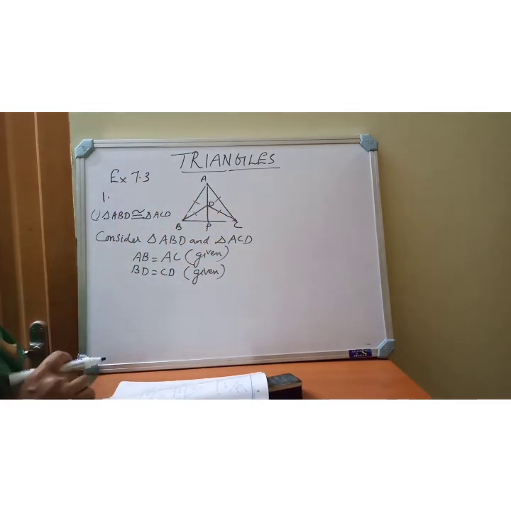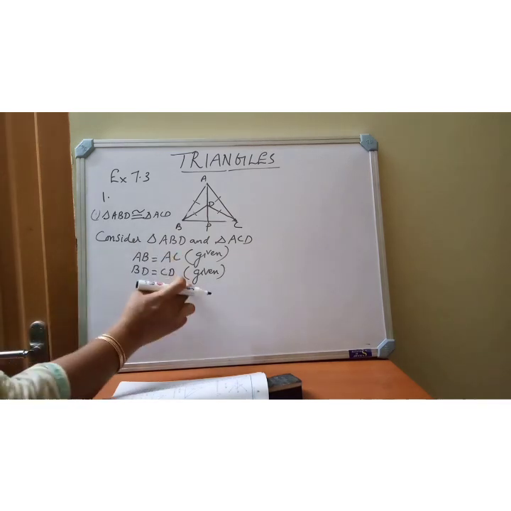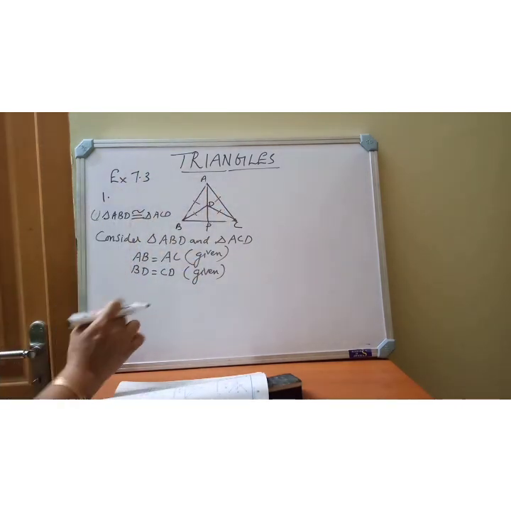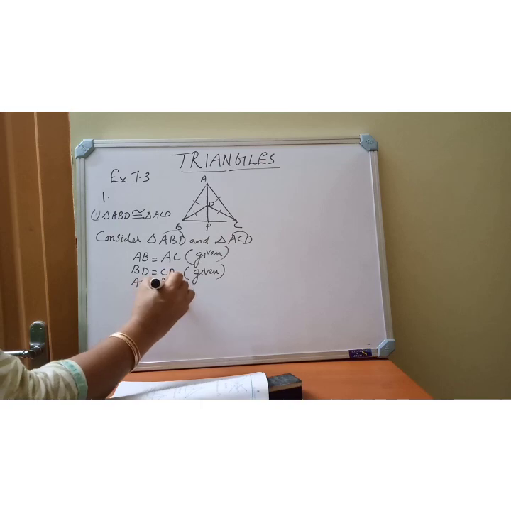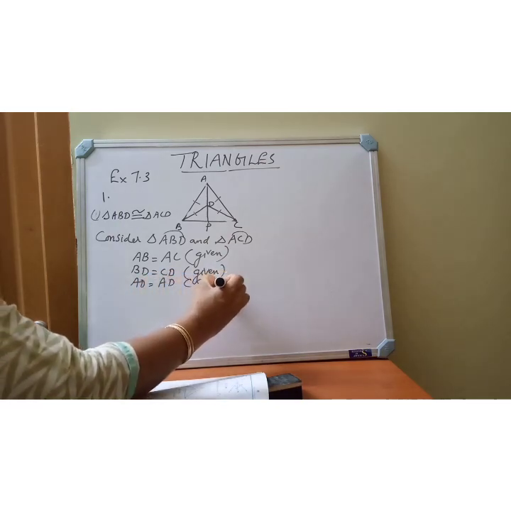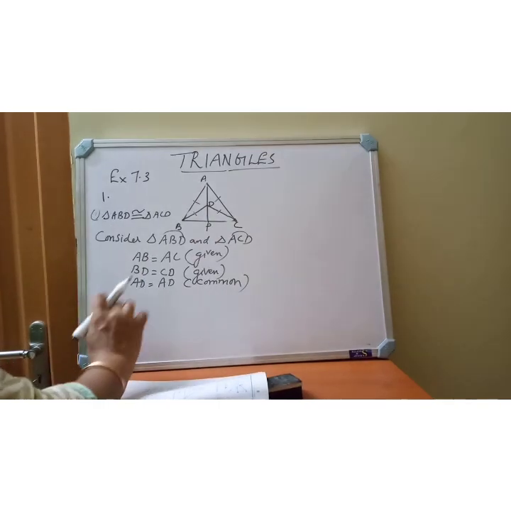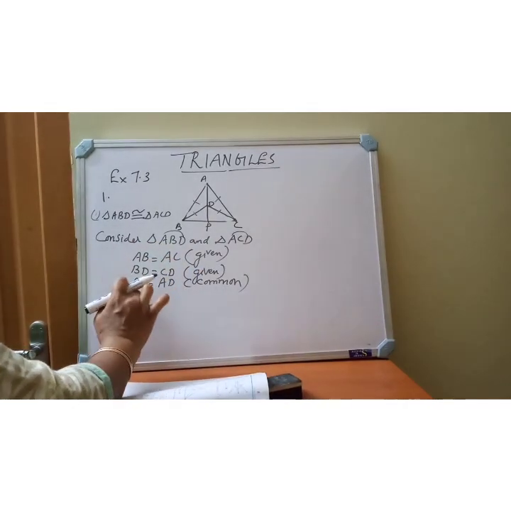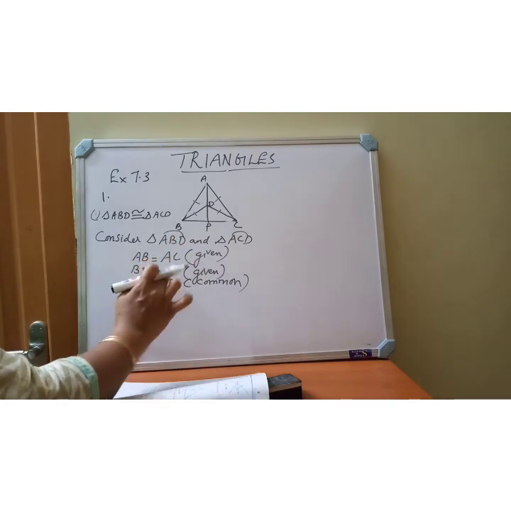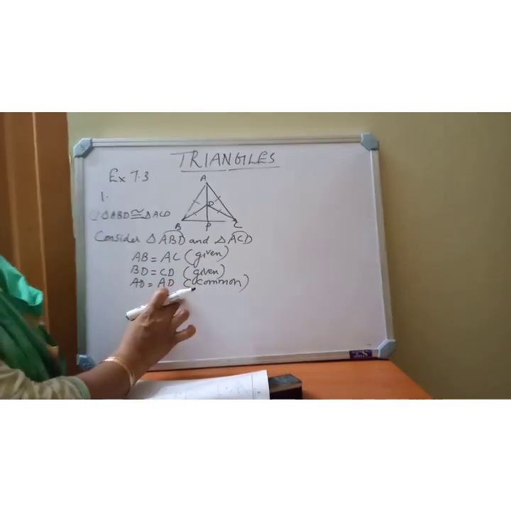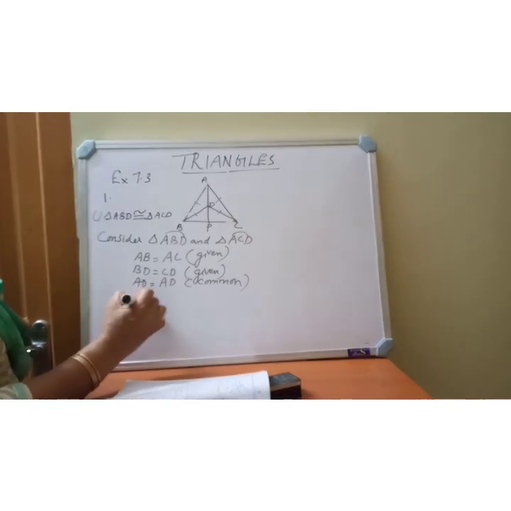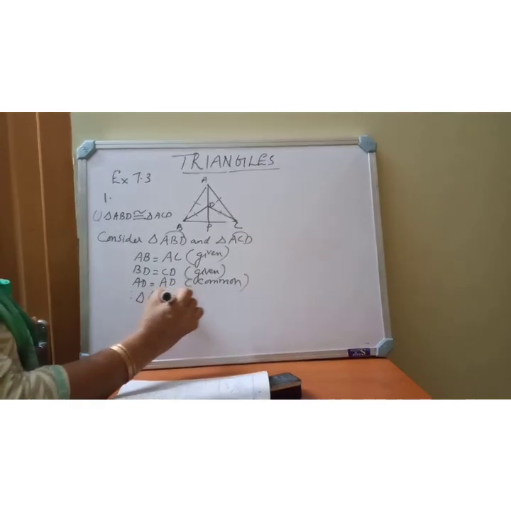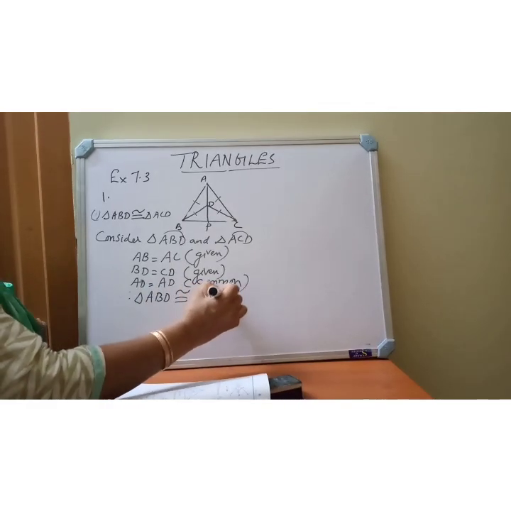Two sides we got, isn't it? Next, what is the third side of this triangle? AD. So AD equals AD, that is common. Look at these two triangles. Three sides of one triangle are correspondingly equal to the three sides of another triangle, then we can say that these two triangles are congruent by SSS congruency. Therefore triangle ABD is congruent to triangle ACD.